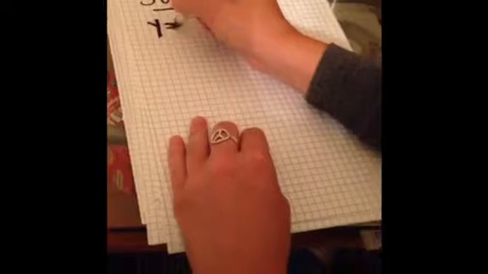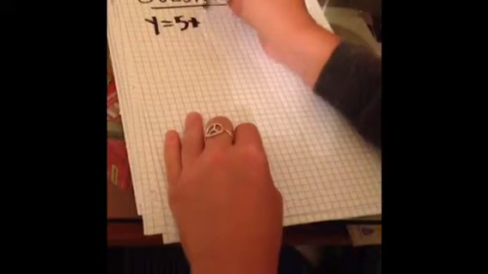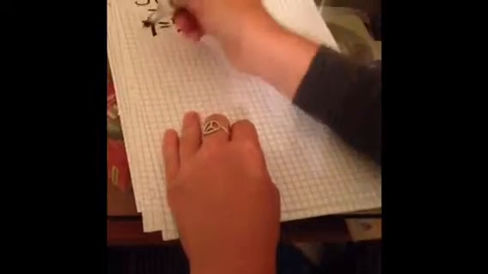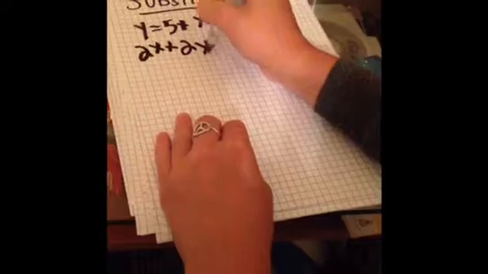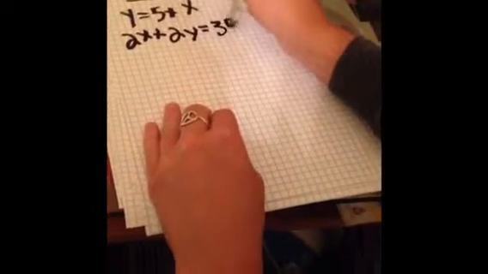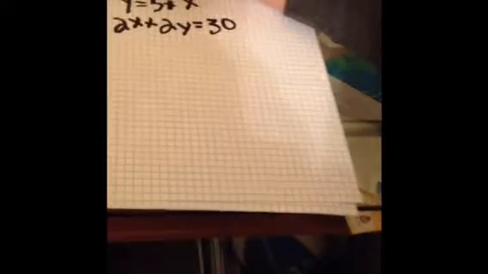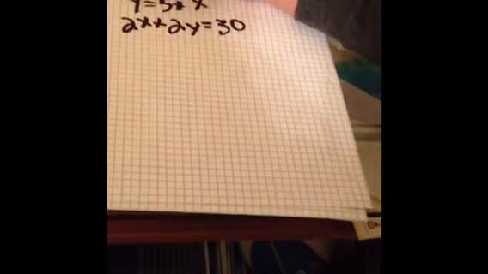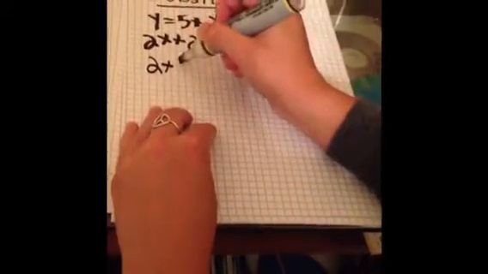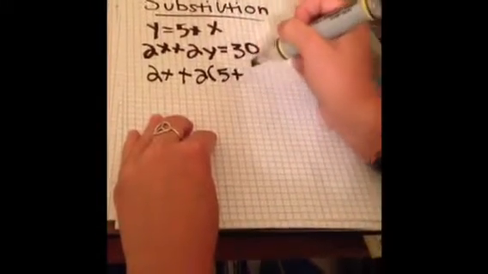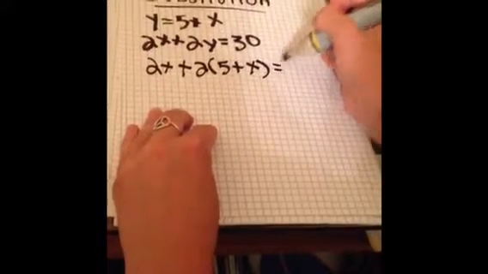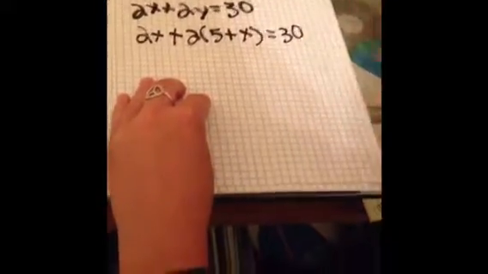So we're going to start off with an equation: y equals 5 plus x, and 2x plus 2y equals 30. So you can substitute that y in this equation because you know what y equals. And so we're going to put 2x plus 2(5 plus x) equals 30. And now it's just a simple equation.